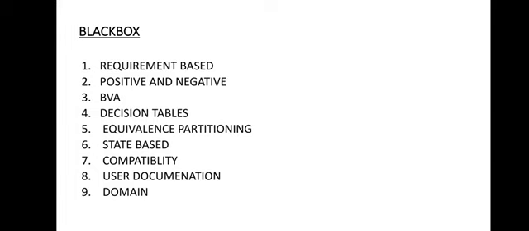When we talk about how, there are various techniques. You can see on this slide: requirement based testing, positive and negative testing, boundary value analysis, that is BVA, decision tables, equivalence partitioning, state based testing, compatibility, user documentation, and domain testing. So let us take each and every technique one by one into account. The first is requirement based testing.